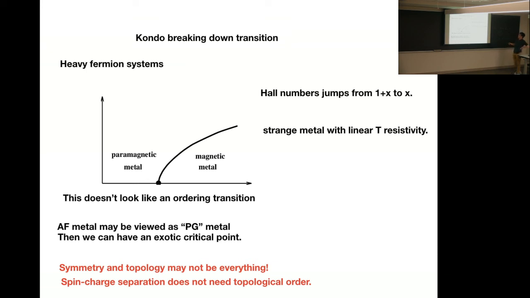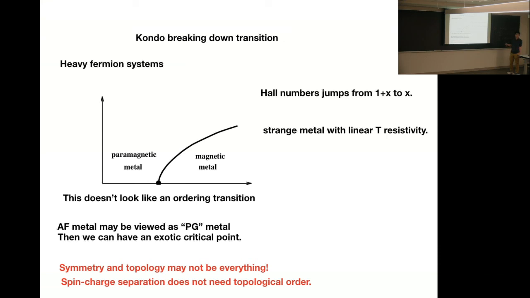But in the experiment, we found that the Hall number actually drops across this transition. And meanwhile, there is a strange metal close to this critical point. So you cannot describe this within an ordinary transition. Here, we can try to apply our framework to this problem. The important intuition is that this small Fermi surface state may not be described by ordinary symmetry breaking.